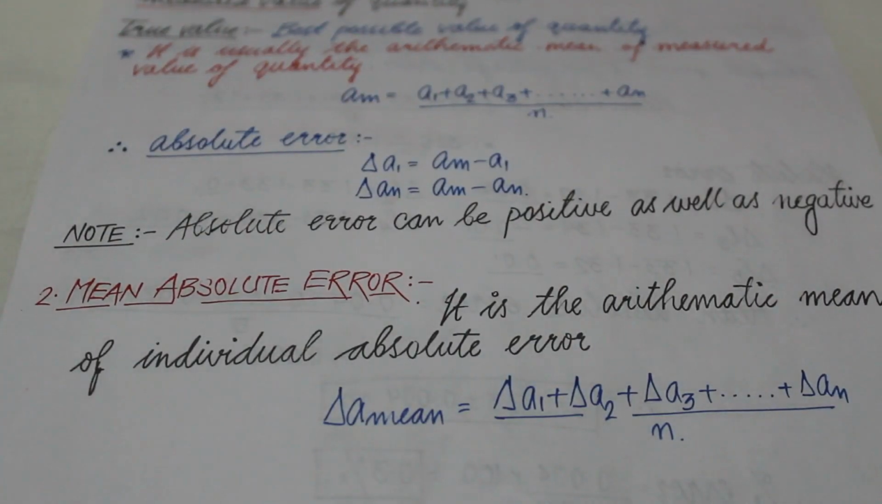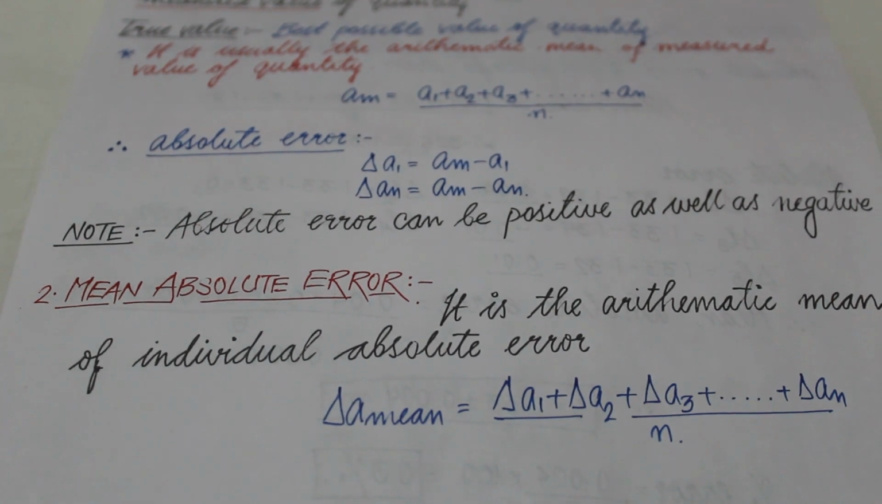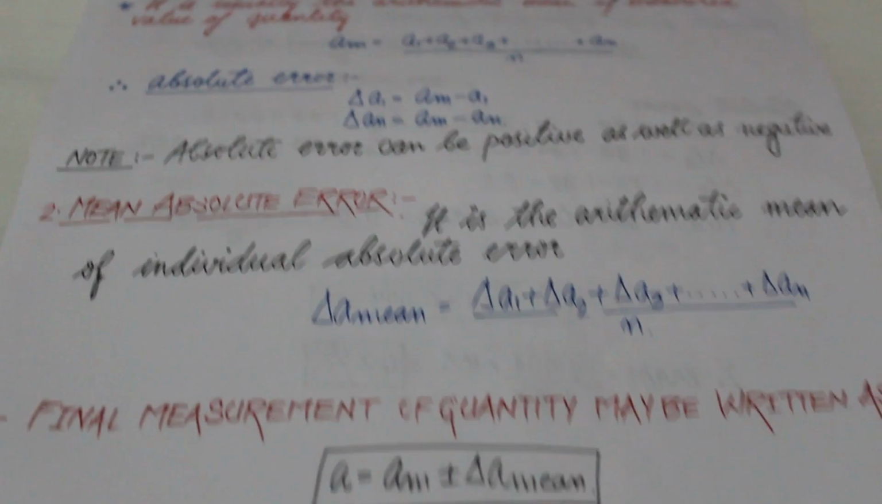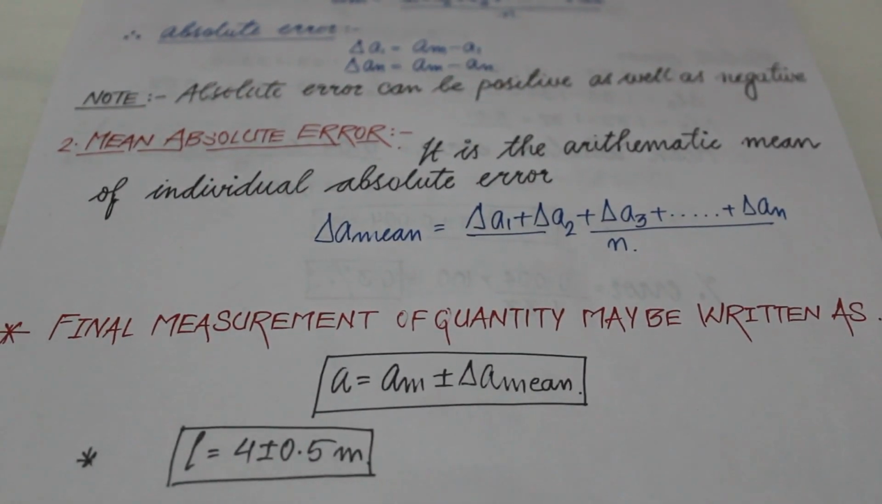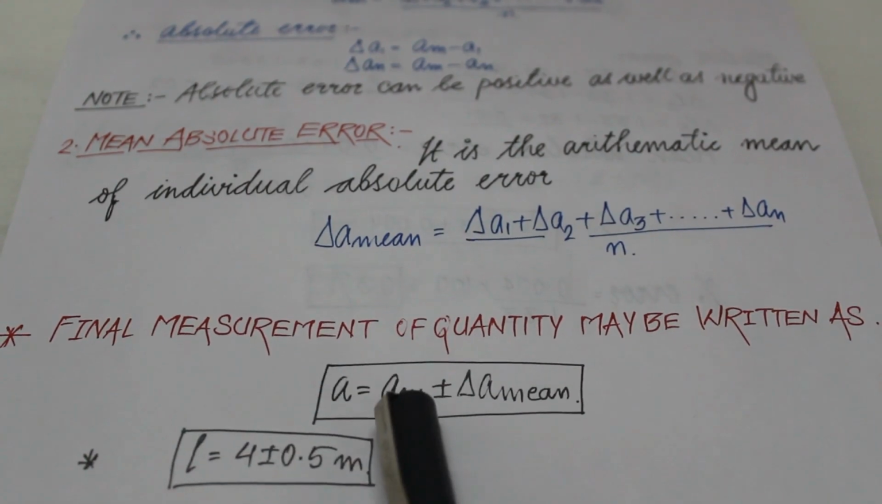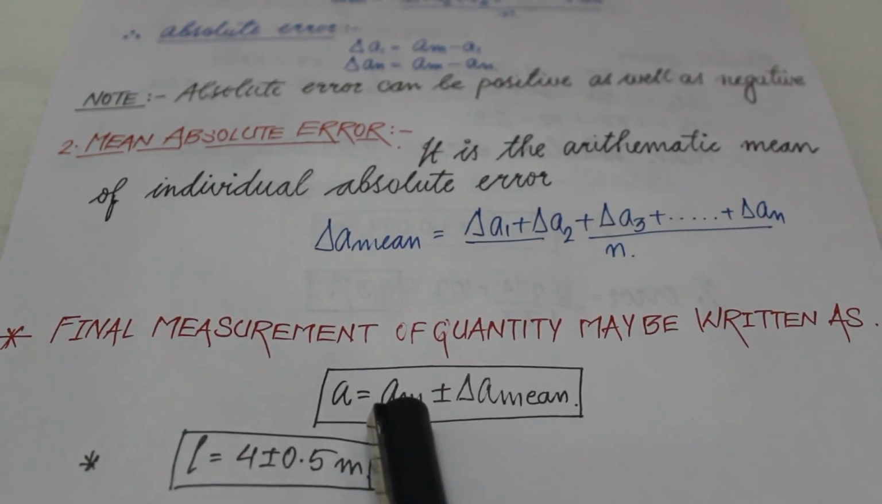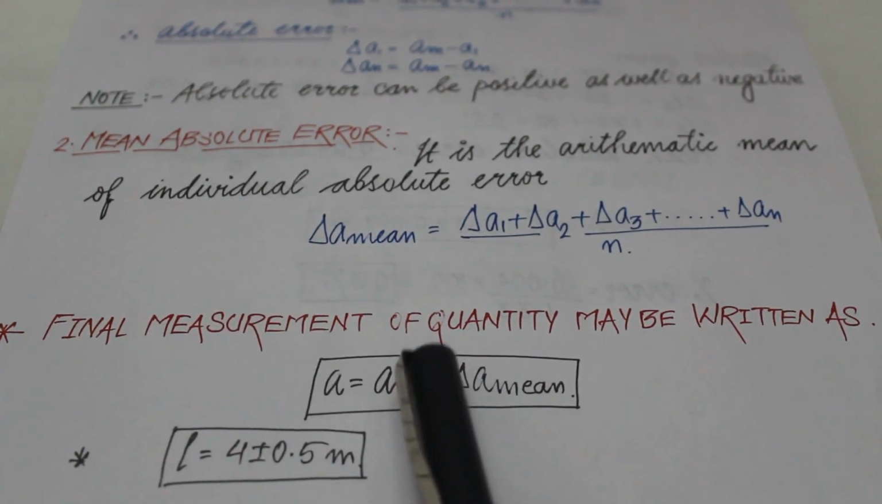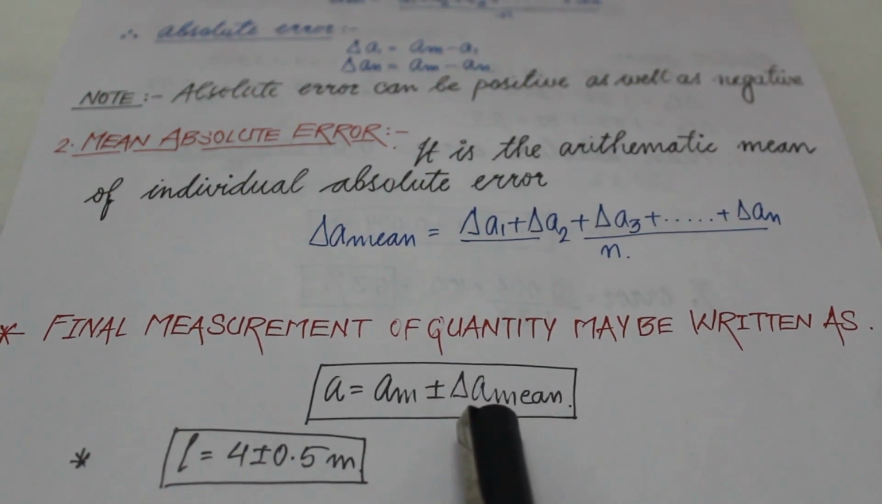Second we are going to study is mean absolute error. It is basically the arithmetic mean of individual absolute errors. We have discussed how to find out absolute error. If we take the mean of it, it will be known as mean absolute error. Now why is it important? It is important because the final measurement of a quantity is written as A is equal to am, that is the true value which is basically the arithmetic mean, plus minus the mean absolute error.